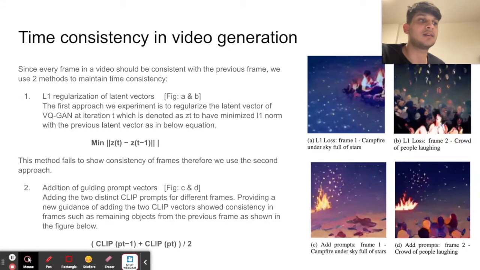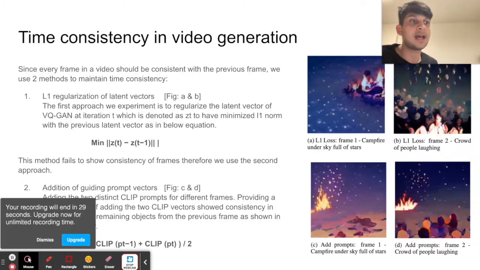And then the second method. Basically, the first method doesn't work so well. That's why they use the second method, which shows more consistency. As you can see in the second equation, you add the two distinct CLIP prompts for different frames. Providing a new guidance of adding the two CLIP vectors showed consistency in frames, such as remaining objects from the previous frames, as shown in figure 2.